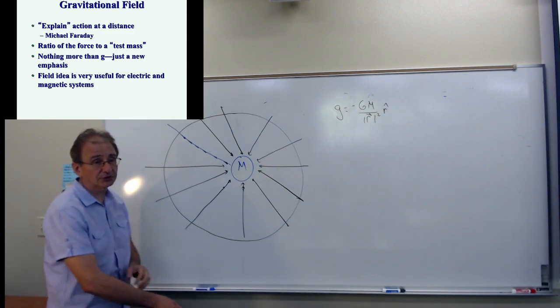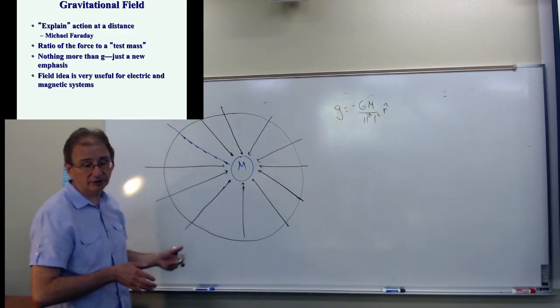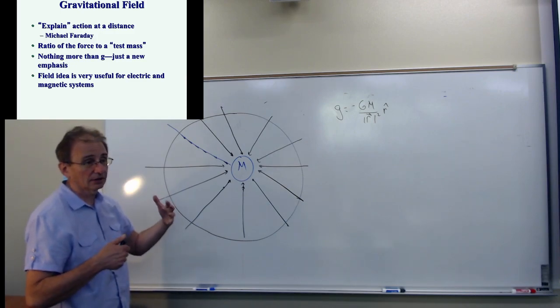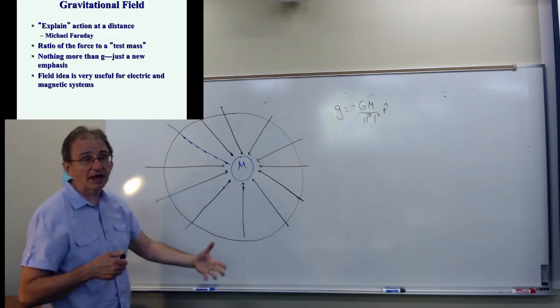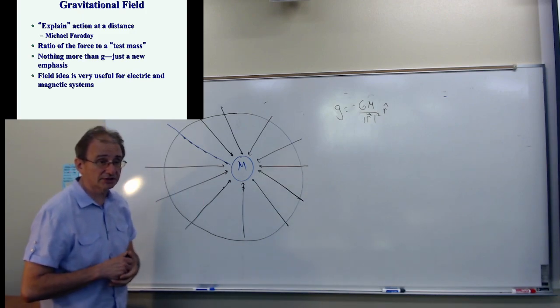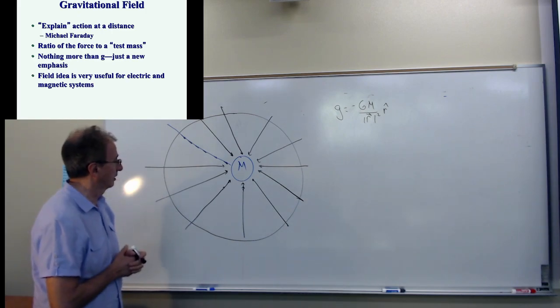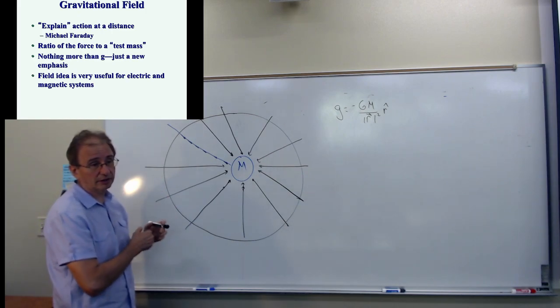This is a way to picture what a field is. These are called field lines, and Michael Faraday used this. Michael Faraday wasn't the best in math, and so he wanted a way to picture the idea of fields. He used it for electric fields and magnetic fields, but it works equally well here.